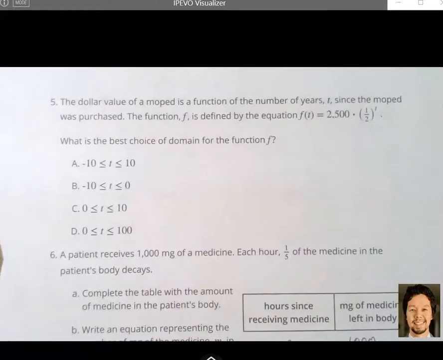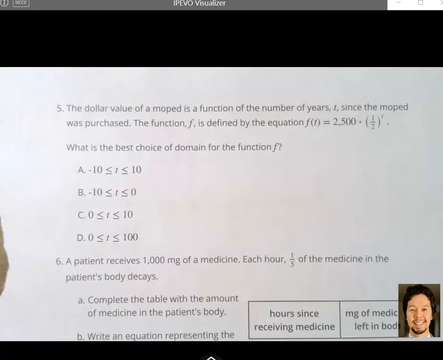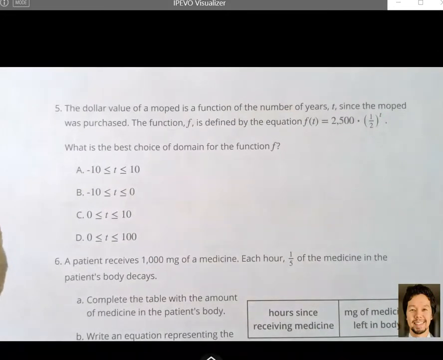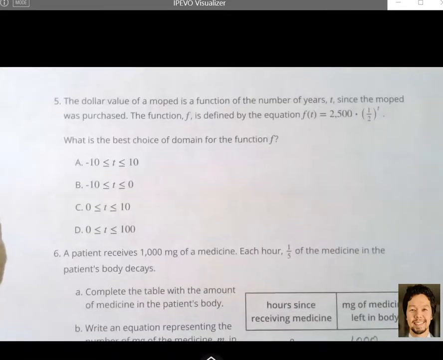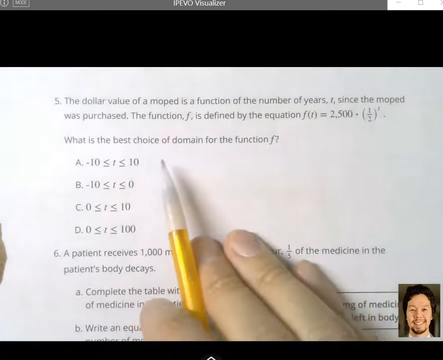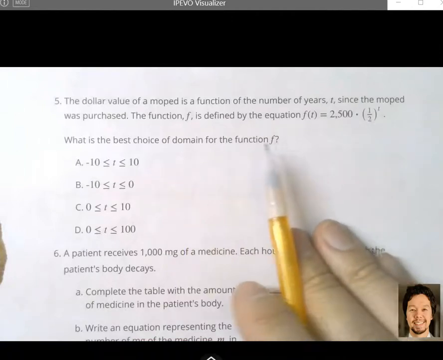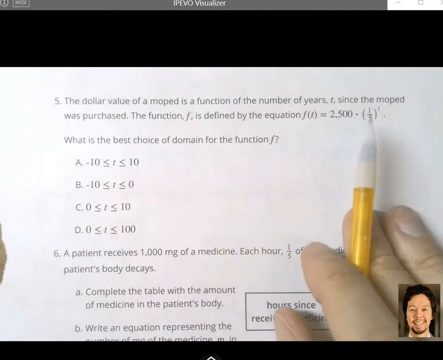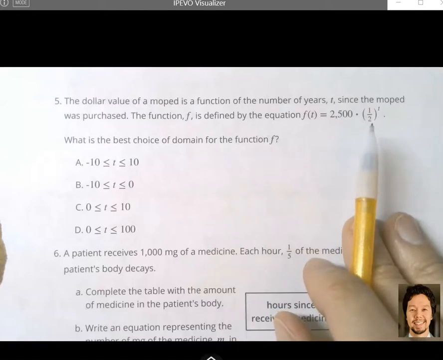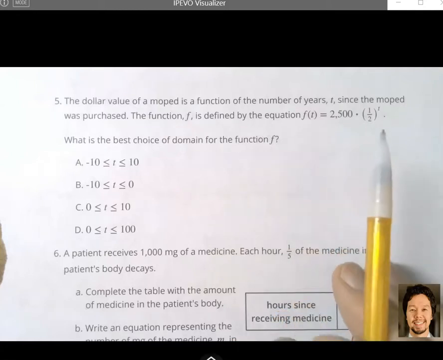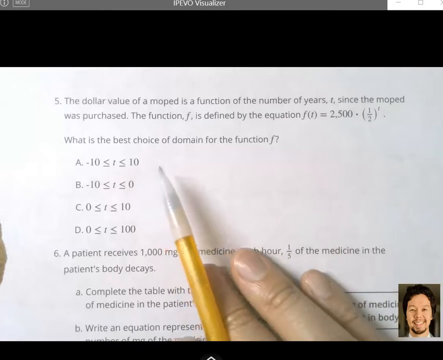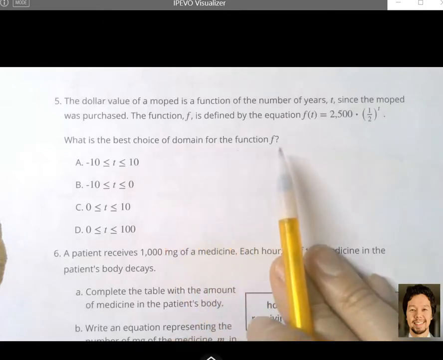And last page of the homework of the practice problems, number 5, the dollar value of a moped is a function of the number of years t since the moped was purchased. So here's the equation. As you can see, it is decreasing, right? Just like a car, as soon as you buy it, it starts to depreciate. What is the best choice of the domain for the function f?